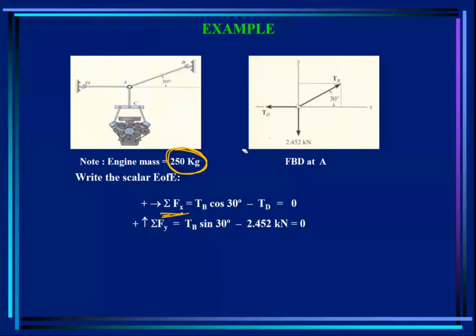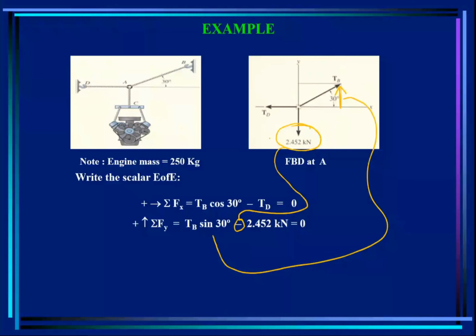Then we see sum of all the force along y-axis. So we got component this one, which is downward. So definitely negative. Therefore, you got a negative sign. And the component of this vector here is upward. So it's positive. So this component is here. So sum of all the force along x, sum of all the force along y.